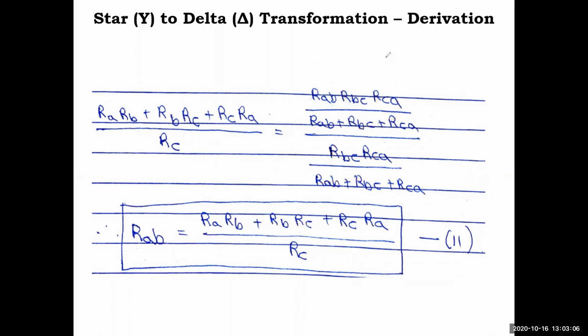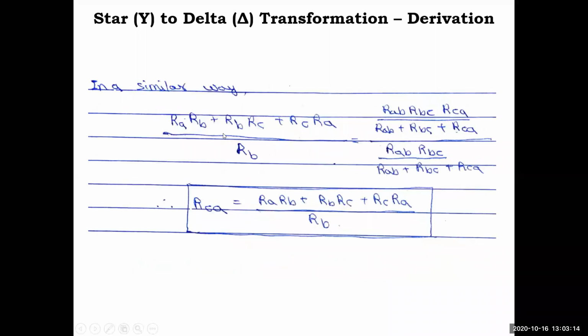In the same way, the last equation, which we didn't calculate, RCA, right? In a similar way, we'll divide it by RB. So RB will be substituted. Again, we'll cancel the terms. This whole term is cancelled out. Similarly, you cancel out RAB, RBC, right? What is remaining? RCA. If you write this, it is RA RB plus RB RC plus RC RA by RB. So this is the second set of transformation, star to delta transformation.